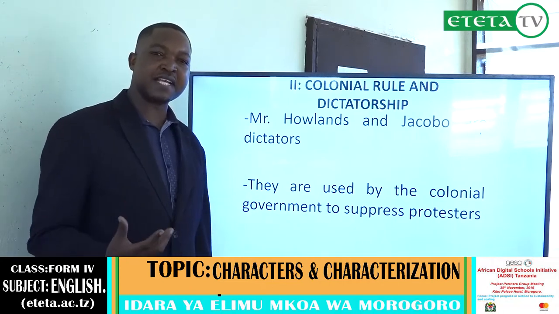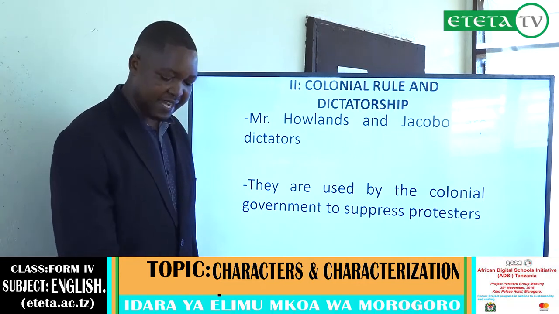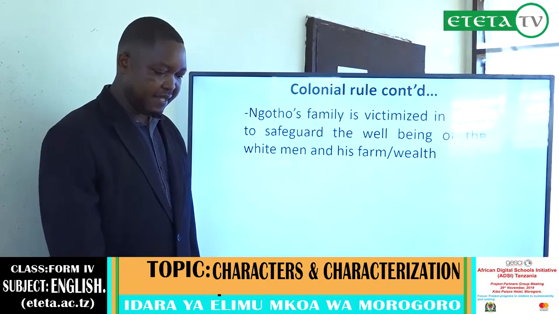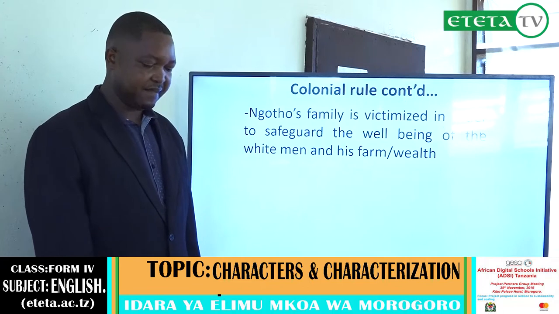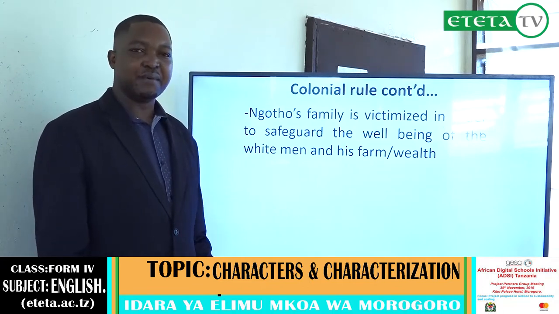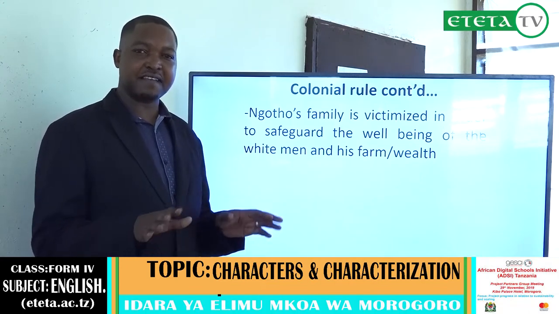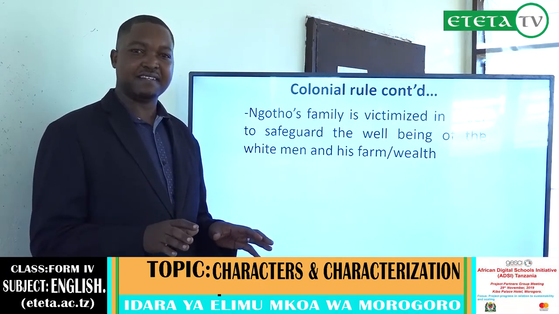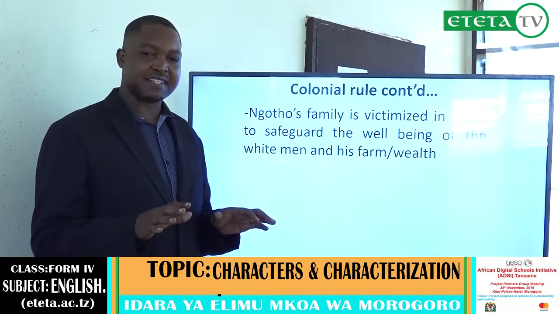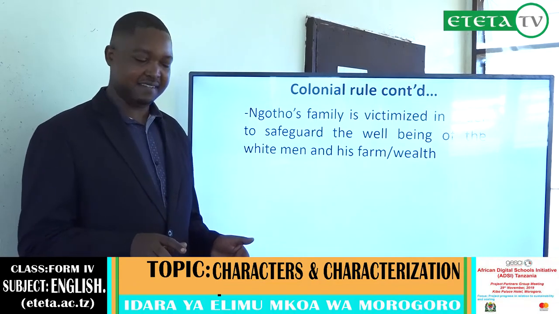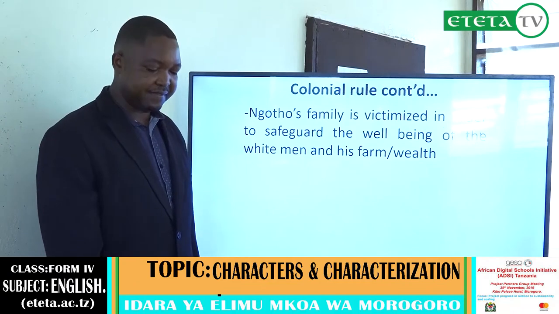So they were used by the colonial government to suppress the protesters. They were the agents of the colonial government, Jacobo as well as Mr. Horan. Ngotho's family is victimized in order to safeguard the well-being of the white man and his farm or wealth. Mr. Horan did not look at anything else. What he wanted to know is: is my farm progressing? Is my farm safe? He didn't care whether you are suffering, whether you are tortured. He could even kill you if you happened to threaten his interests. He was only interested in his wealth. He didn't care about humanity. So Ngotho's family was one of the families victimized in order to safeguard the well-being of the white man and his wealth.